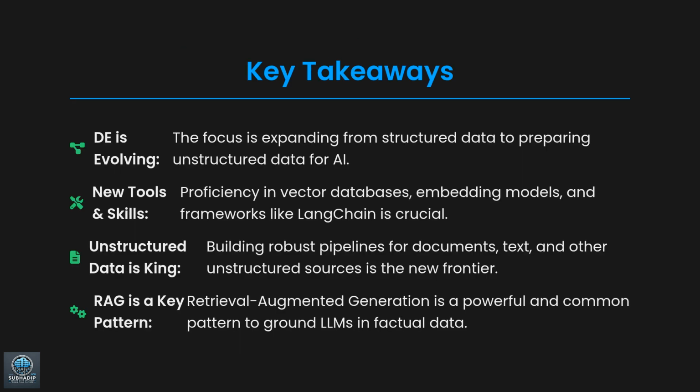So what are the key takeaways from all of this? First, data engineering is evolving beyond just structured data. We are now tasked with making unstructured data useful for AI. Second, this requires new tools and skills. Learning about vector databases and frameworks like LangChain is no longer optional. Third, building robust pipelines for unstructured data is the new frontier. And finally, the RAG pattern is a powerful technique you will see and use frequently to build reliable AI applications.